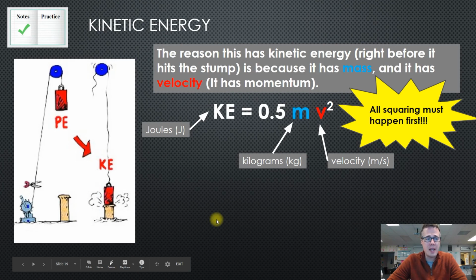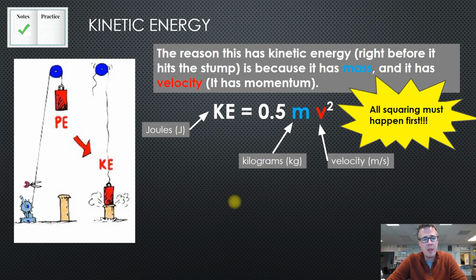Now we're going to go over to kinetic energy. So back over on your note side, we need to have the equation for this. So kinetic energy is the energy of momentum. And we usually talk about how much kinetic energy an object has right before it crashes into the ground.